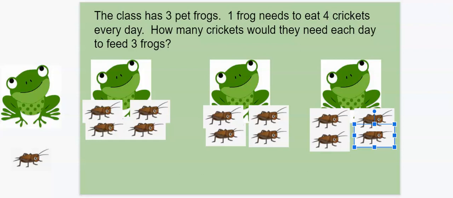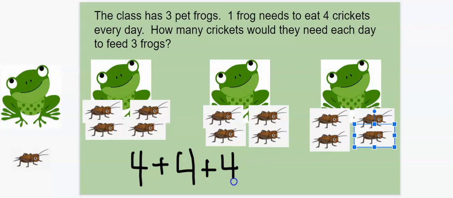So this first frog, how many crickets did it have? That's right, 4. So let's write 4. Are we adding or subtracting? That's right, we are adding because we want to know how many total crickets there are. And each one is 4. So we know that we have 3 frogs, and each frog has 4 crickets.